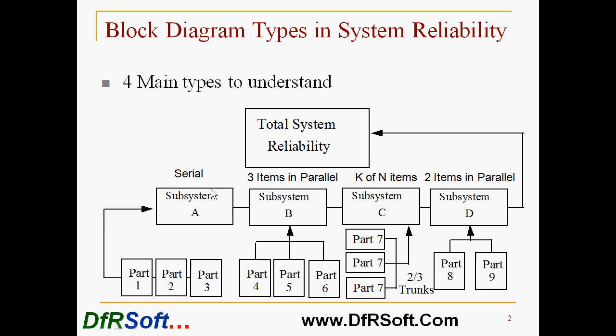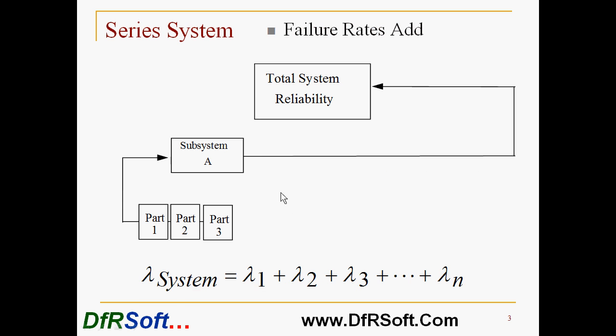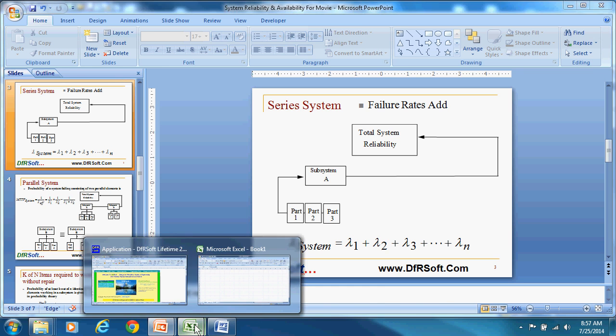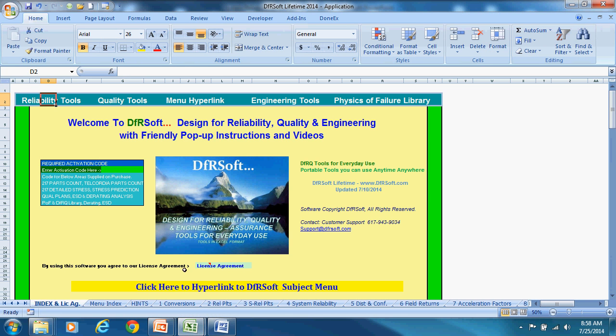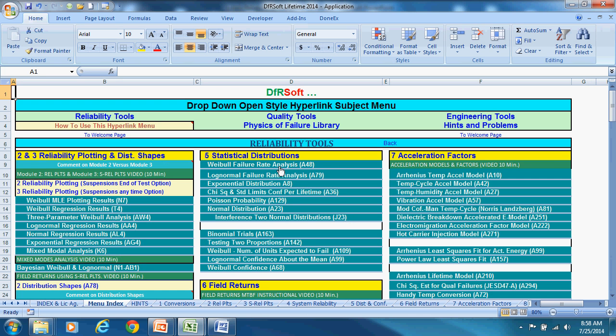So let's start off with the serial system. First thing we're going to do is take a look at DfRSoft, and then we'll come back to this and see where this is done in DfRSoft. When you open up DfRSoft, you'll be on our welcome page, and you have your menu items up here. We're going to hyperlink to our main reliability tool area. And this is our actual drop-down open-style menu index page for this entire software.